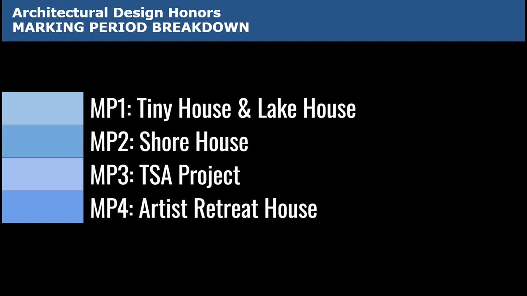After that, we do a shore house project, a fictional lot down the shore that we design a house for. And there's a whole bunch of design considerations for both the family and the location that students have to deal with. In marking period 3, I'm going to try something a little different this year. I'm going to try us doing the TSA project. So TSA has two different types of architectural specific projects.